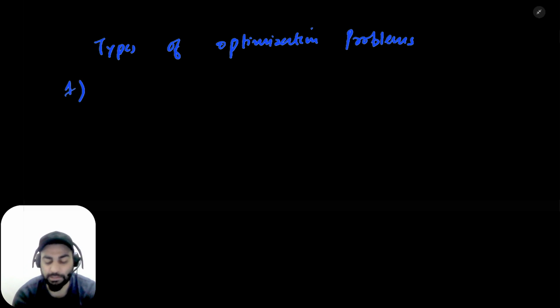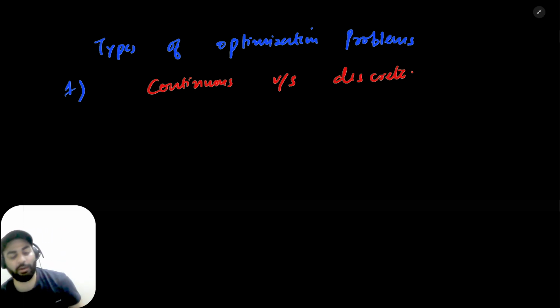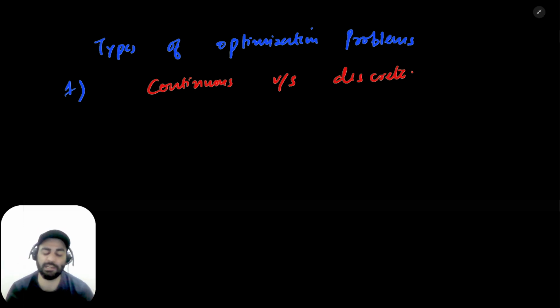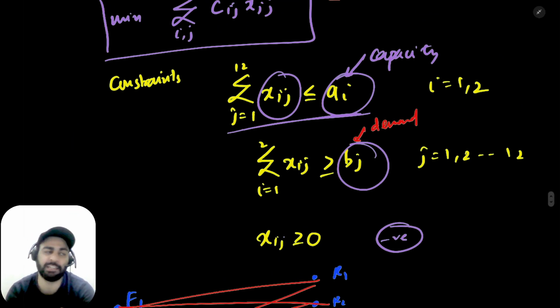The first category that we have is continuous versus discrete. So the first type of optimization problem is continuous or discrete. In some optimization problems, the variables only make sense if they take integer values. Here they can take a real value. If you see in this, they can take tons, 1.2 tons, 5 tons, 6 tons, and things like that.